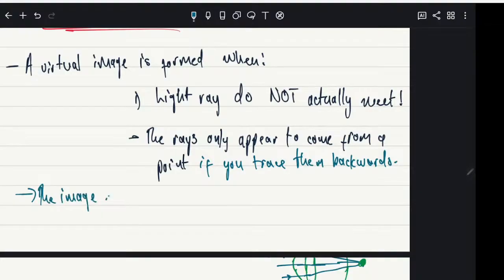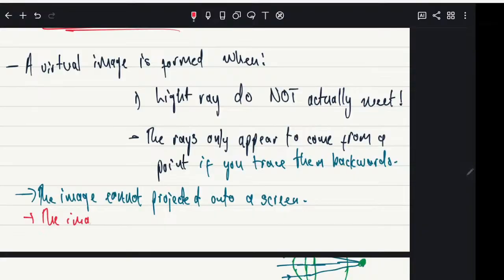The image cannot be projected. You cannot project it onto a screen, because there is nothing. There is no image. Rays are not meeting. The image is usually upright.